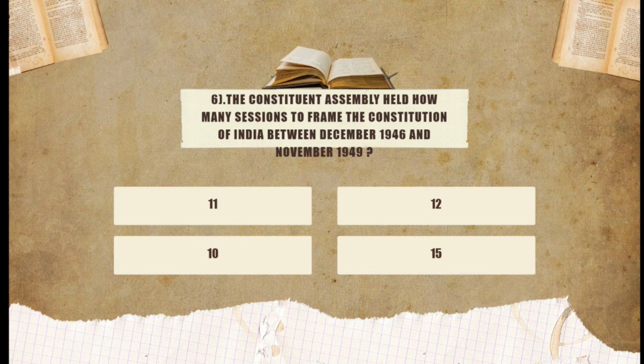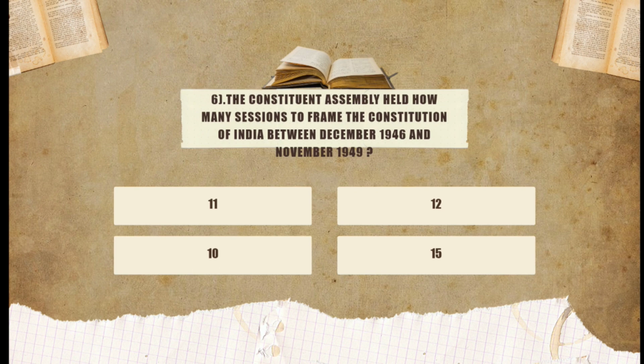Question number six asks: the Constituent Assembly held how many sessions to frame the Constitution of India between December 1946 and November 1949? Between these years, how many sessions were organized? How many sessions were held by the Constituent Assembly to frame the Indian Constitution?